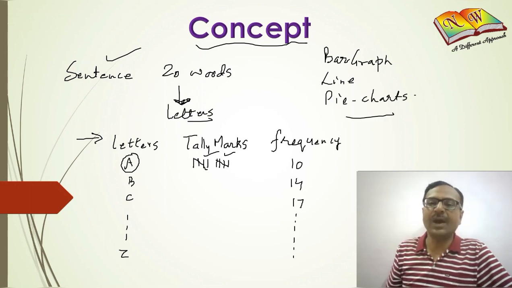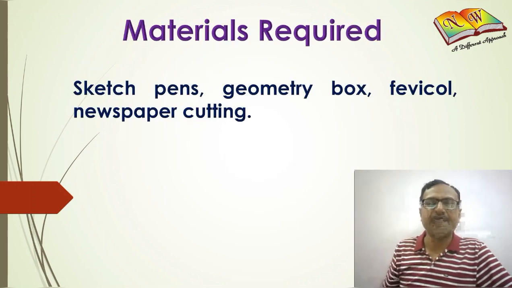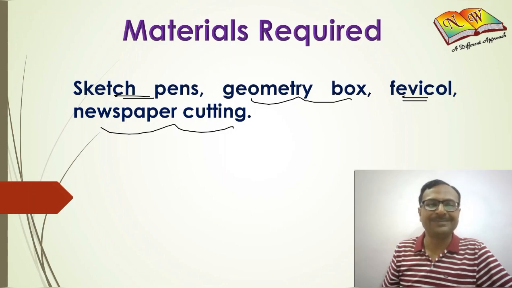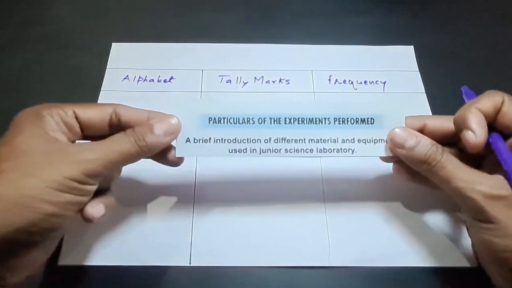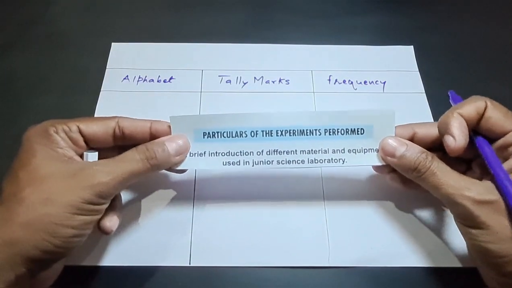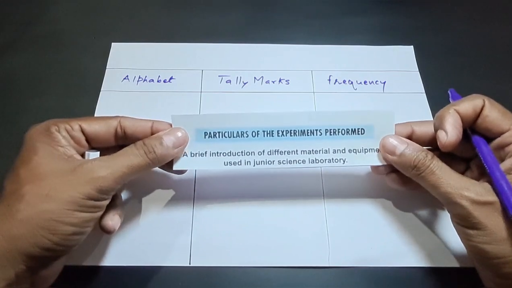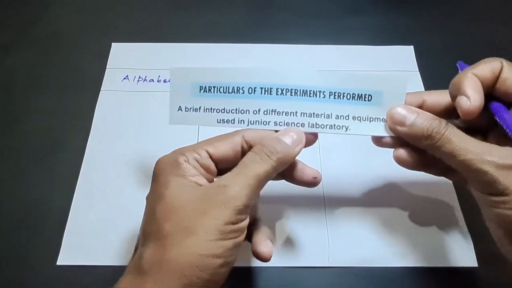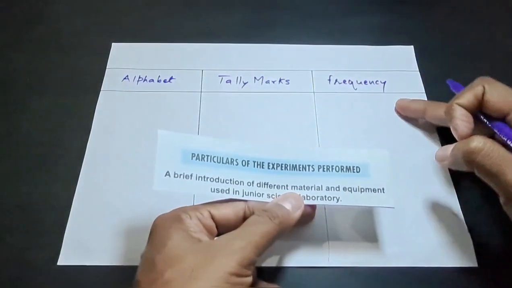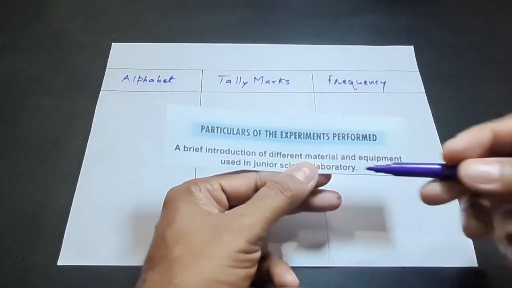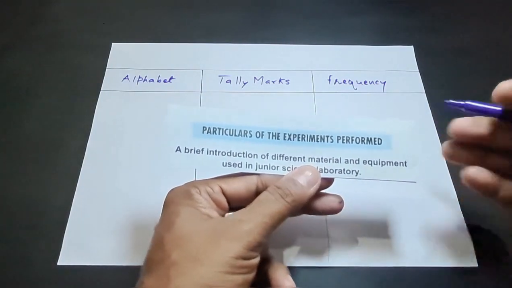So let's see how we can perform this activity using sketch pens, geometry box, Fevicol and newspaper cutting. For performing this activity on drawing a frequency table, just take a cutout of maybe a newspaper or a pamphlet or any book. You can take any sentence written on that, and we will try to draw the tally marks and frequency for all the alphabets which are used to write this statement.